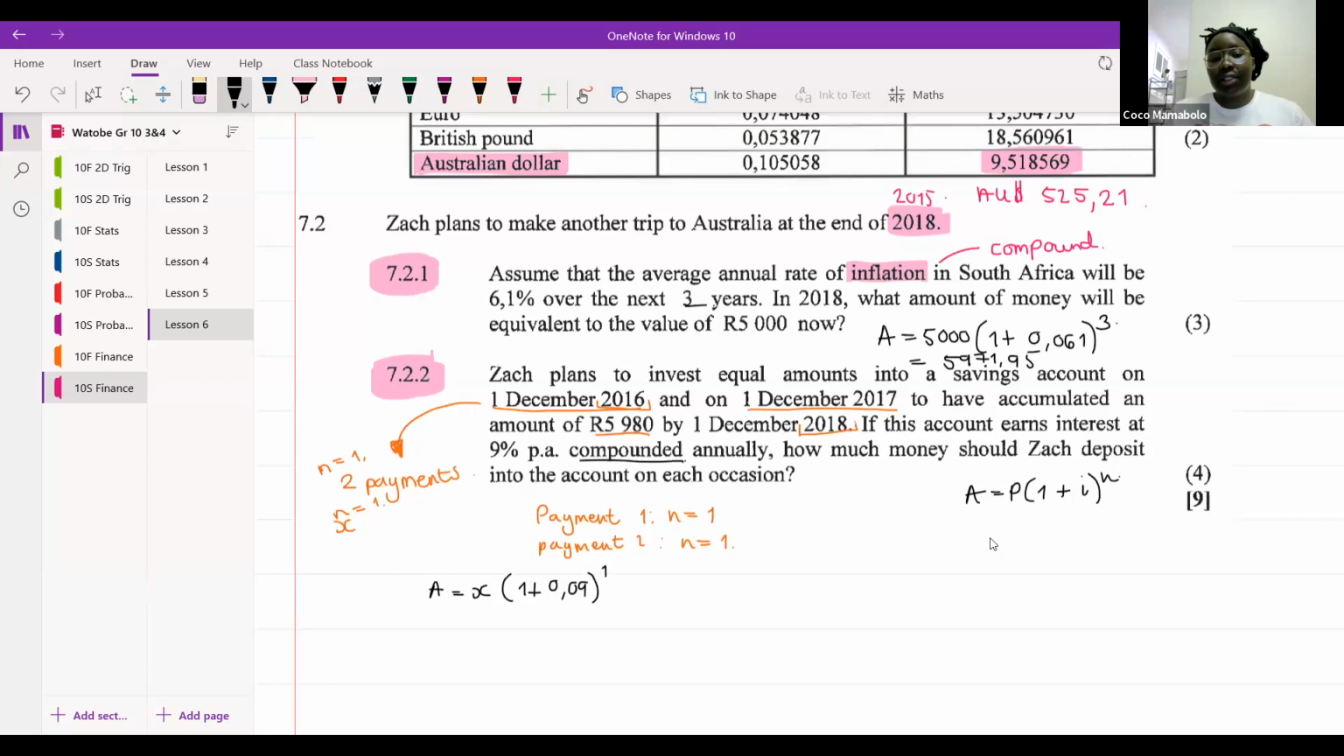All right, this is payment 1. For payment 2, we're going to get the exact same formula. A is equal to X, 1 plus 0,09 to the power of 1. All right, but all of this together, both of these added together need to equal, how much do they need to equal to?